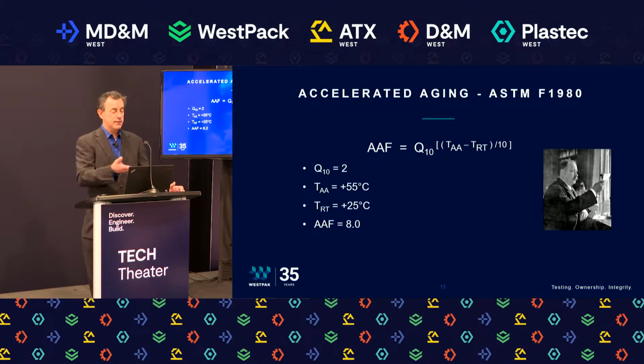And we see this in this example right here. We have a Q10 of 2, we have an accelerated aging temperature of 55 degrees C, and a real time of 25 degrees C. That yields an accelerated aging factor of 8.